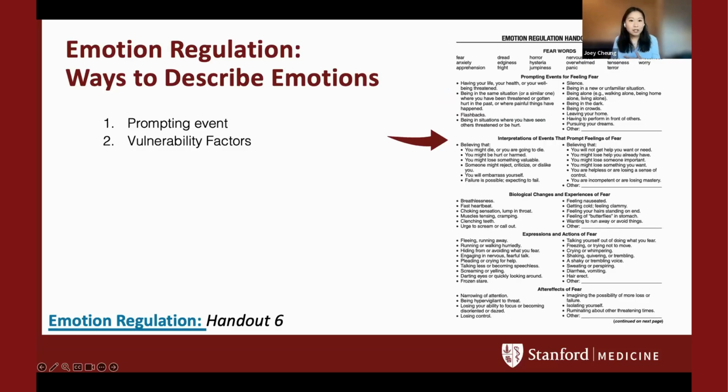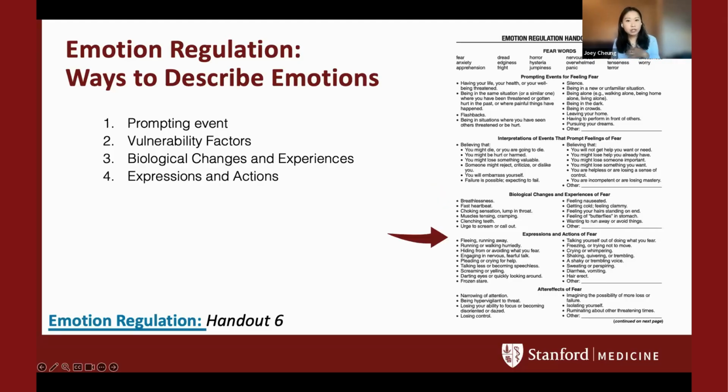Every specific emotion has typical vulnerabilities around it, but also typical interpretations, thoughts, and assumptions associated with that emotion that can prompt it to come up based on the event that's happening. You also have typical biological changes and experiences, feelings, body sensations, and action urges that come up with particular emotions. We all have expressions and actions typically associated with each emotion, like our facial expressions, our body language, how we communicate, and what actions are associated.